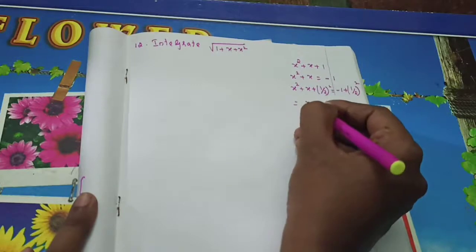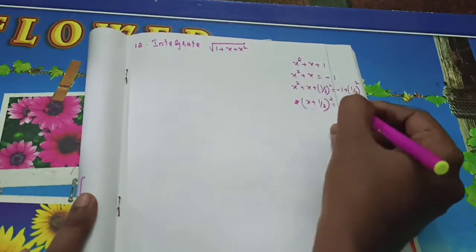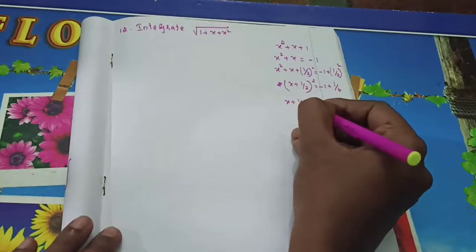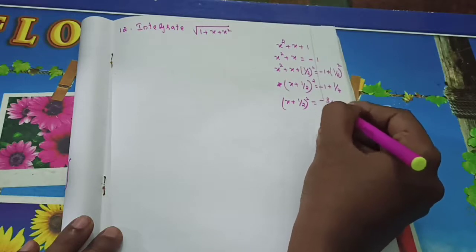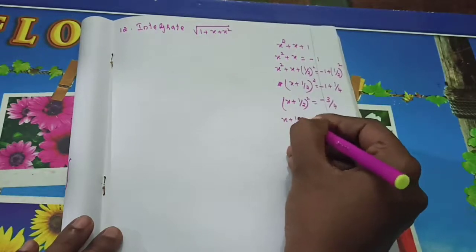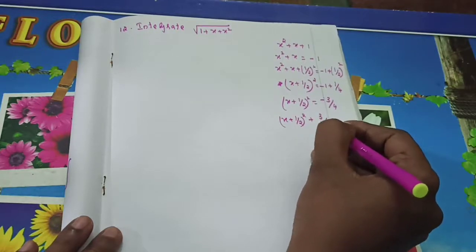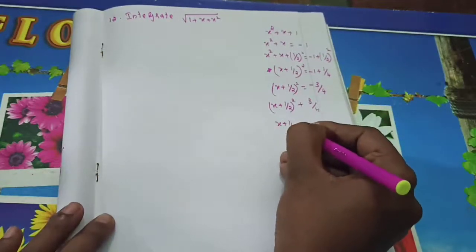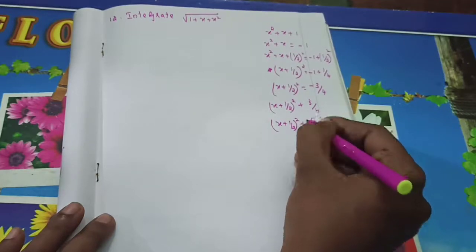How will you write? x plus 1 by 2 the whole square is equal to minus 1 plus 1 by 4. That is, x plus 1 by 2 the whole square is equal to minus 4 plus 1 over 4, that is minus 3 by 4. Bring this to this side. x plus 1 by 2 the whole square plus 3 by 4. Is it right? You need to change this also into a perfect square. How will you write? x plus 1 by 2 the whole square plus root 3 by 2 the whole square.